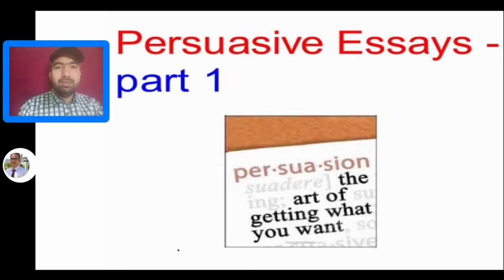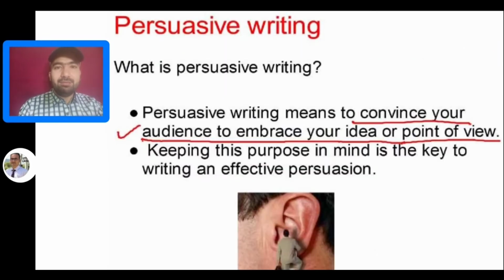This is part 1. So let us first understand what is persuasive writing. Persuasive writing means to convince your audience to embrace your idea or point of view. Keeping this purpose in mind is the key to writing an effective persuasion. You are going to convince and persuade your audience with your ideas logically and systematically.